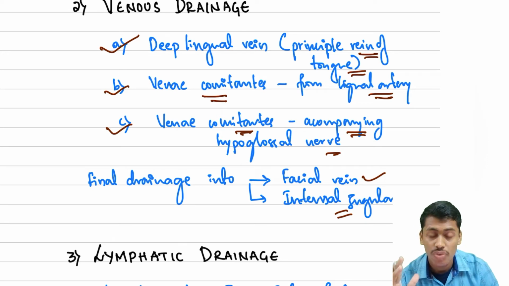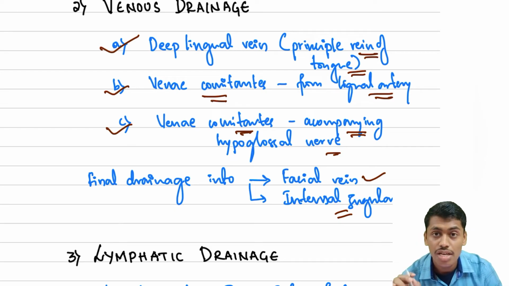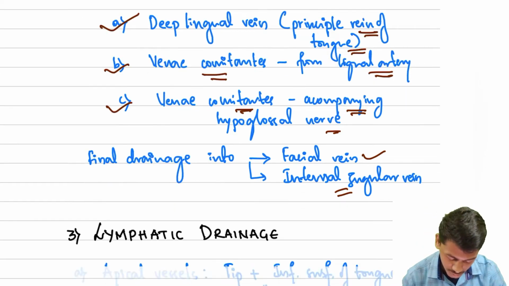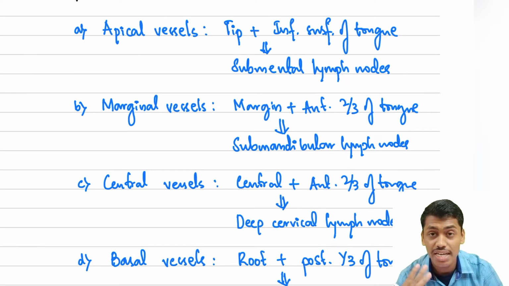Again, what about the venous drainage? We have the deep lingual vein and some venae comitantes from the lingual artery as well as those accompanying the hypoglossal nerve, and they finally drain into the facial vein and internal jugular vein. So this is about the venous drainage. Now moving on to the lymphatic drainage of the tongue. We have basically four types of vessels.